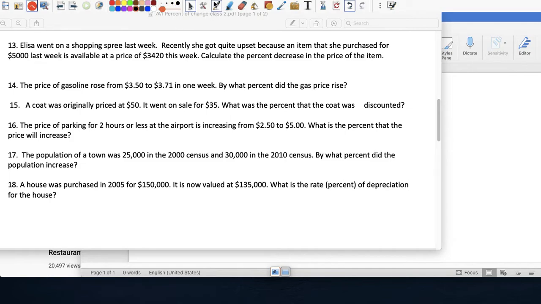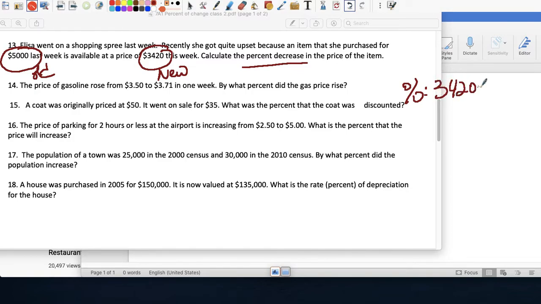So Elisa went shopping. Last week she bought something for $5,000. This week the price went down to $3,420. What's the percent of decrease? So new, old, 3,420 minus 5,000 over 5,000.